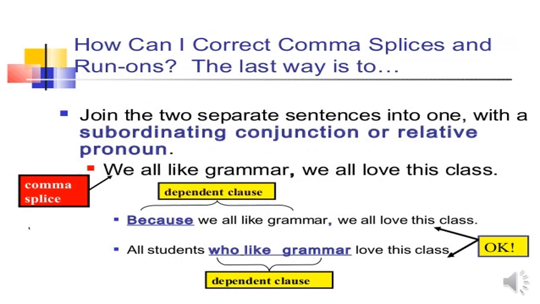The last way to correct comma splices and run-on sentences is to join the two separate sentences into one with a subordinating conjunction or relative pronoun. Example: we all like grammar. We all love this class. We can say, because we all like grammar, we all love this class. Or we can say, all students who like grammar love this class.